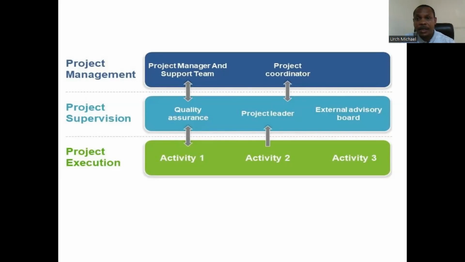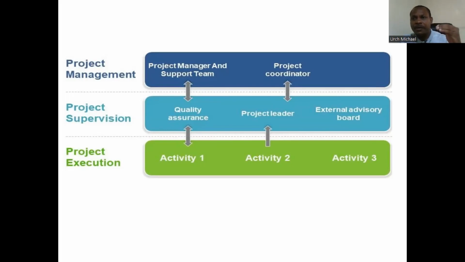Okay, so the project management level is where we employ our project management skills and strategies, and we apply them. We put them into place so that we can achieve set objectives without shifting away from the vision that the organization put in place. So we have the project manager and support teams that support project teams. Then we have the project coordinator.